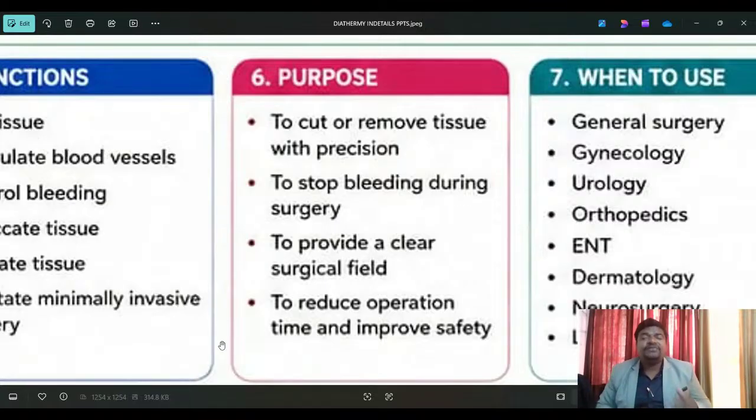Small things he can do if he is a senior technician. Otherwise, he has to approach the biomedical engineers. Okay, so that is the main important point. Now completed: purpose of diathermy. Okay, right.